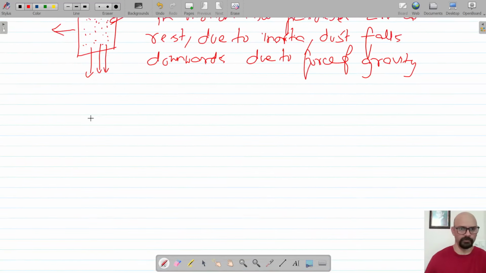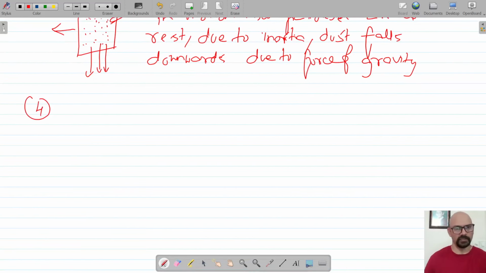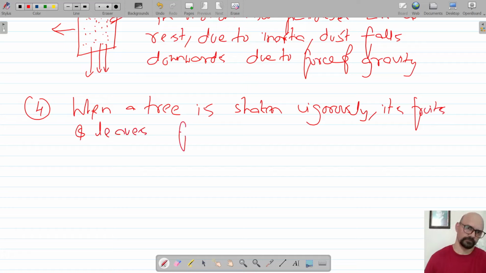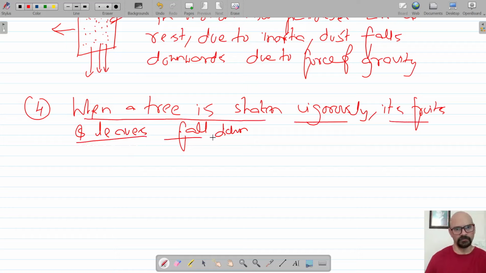And one more example we can cite here is when a tree is shaken vigorously, its fruits or leaves fall down. The reason here is the same. When a tree is shaken vigorously, its fruits and leaves fall down. The reason for that is when a tree is shaken, it comes in motion.